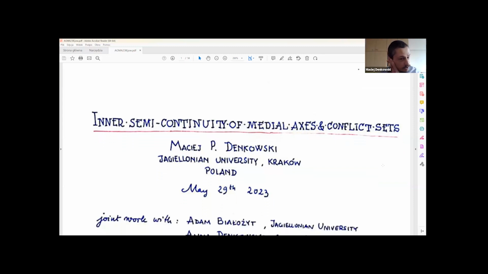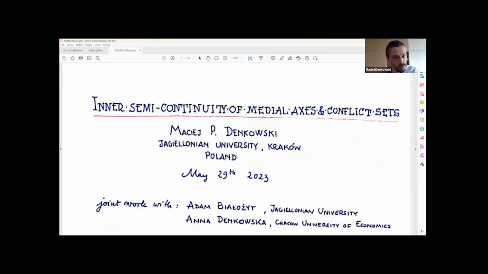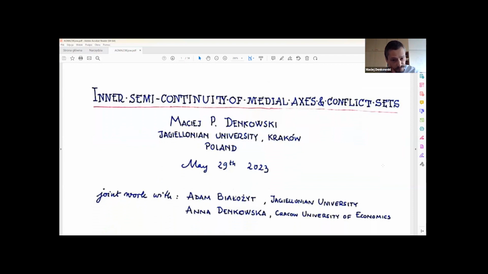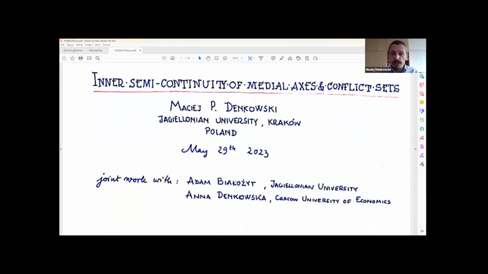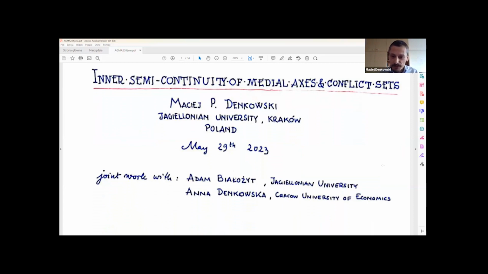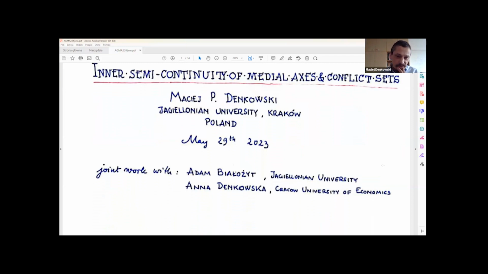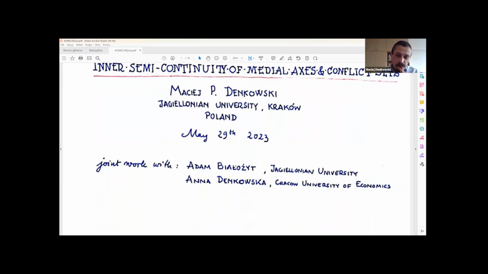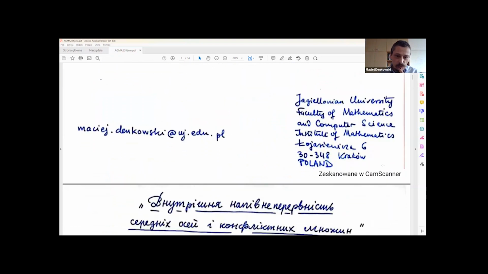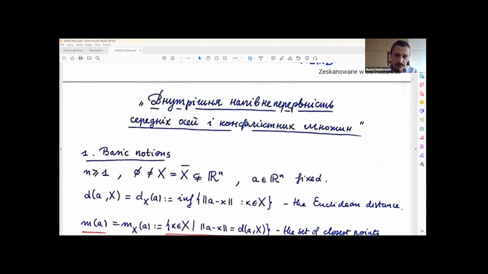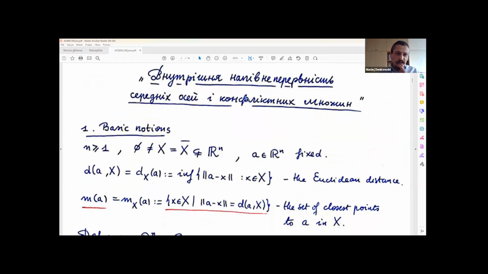So what I'll be talking about is the inner semi-continuity of medial axis and conflict sets. And this is a joint work with my former PhD student Adam Białożyt and my wife Anna Denkowska from Krakow University of Economics. And so let me start from the basics. What do we understand by medial axis? I think that in Ukrainian it is Herednia Wieś, probably.